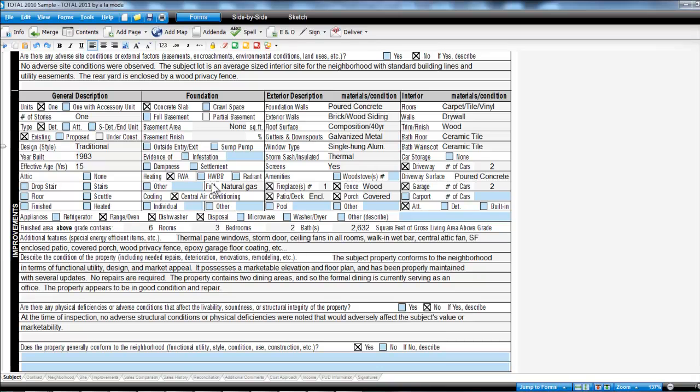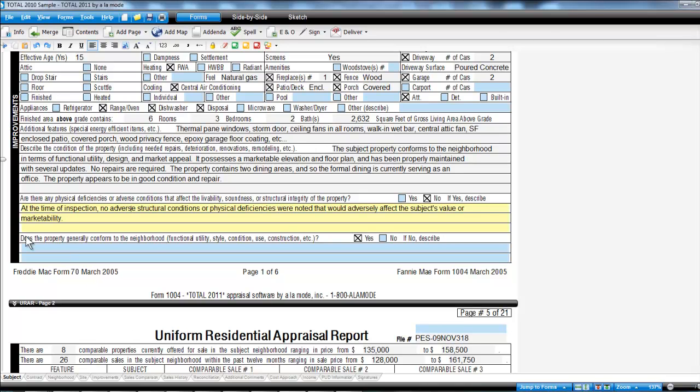And like above with the infestation or settlement, probably a stopping point where you need to talk to the lender to make sure they're aware of that and would be able to underwrite it, or if they need to pursue that further in terms of getting those fixes made before you complete the appraisal. And then, as I said, the issue is, is it generally in conformance with other homes? And it asks you here on the form to explicitly call that out. So that takes us through page 1.